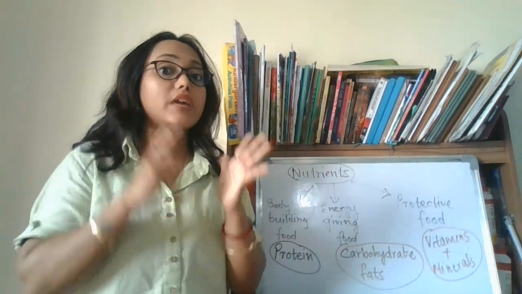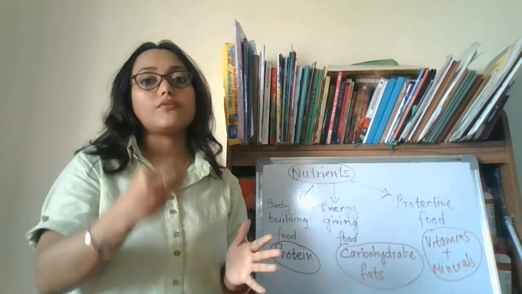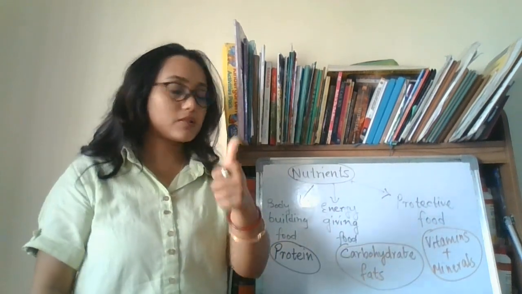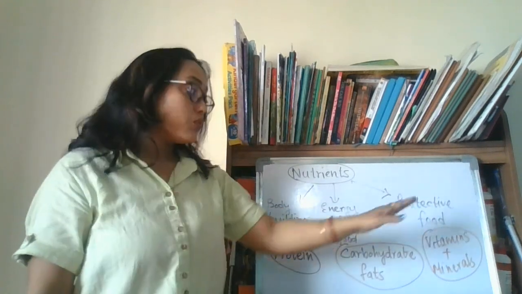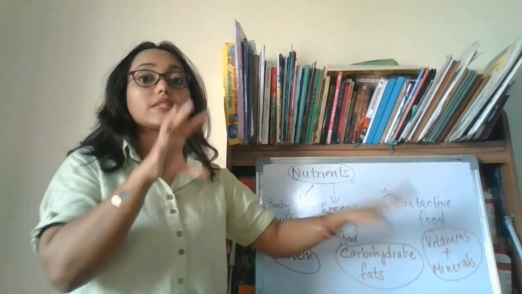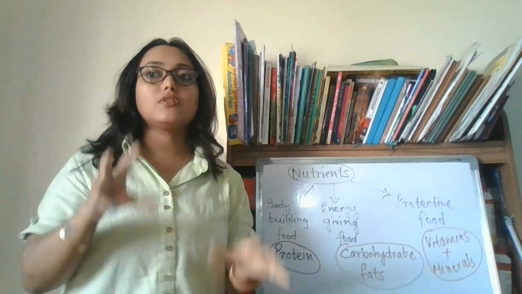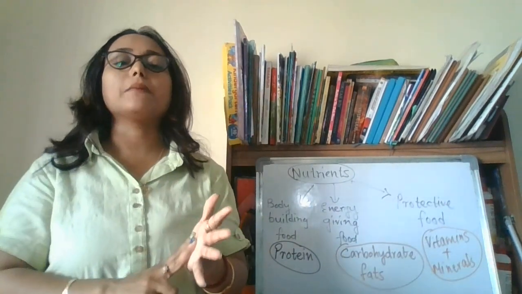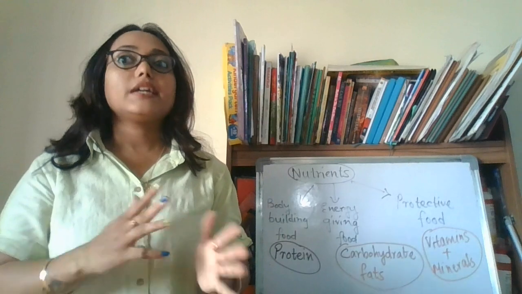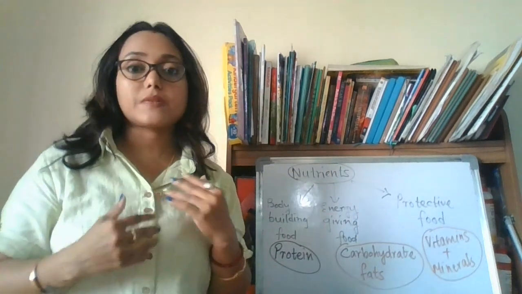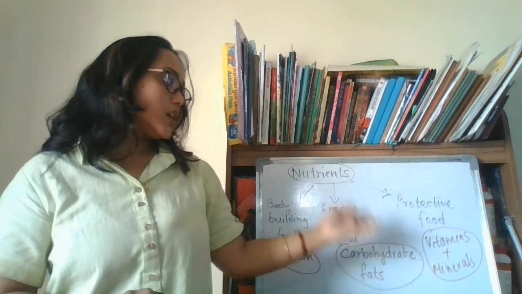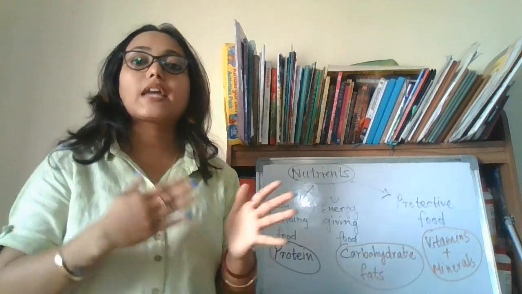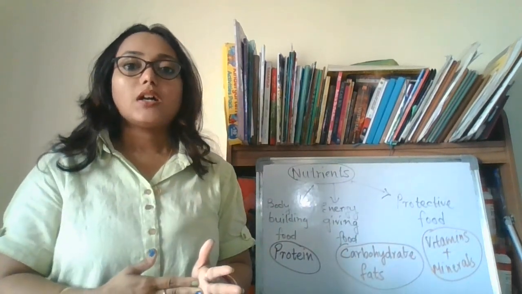So these are energy giving food, and energy is very much needed for each and every action we do, right? The third component is protective food, which covers the vitamins and minerals. You know, vitamin A, B complex, C, D, E, K. These all help us to protect and fight against the bacteria and the germs. The minerals like iron, calcium, potassium, etc.